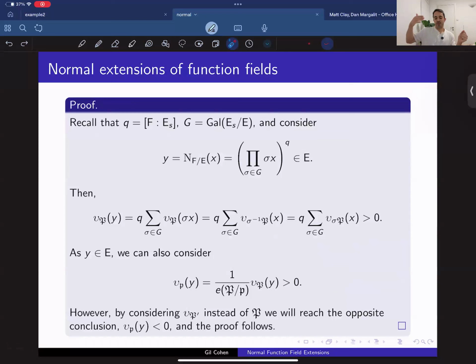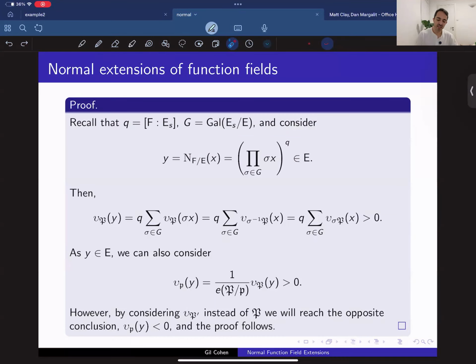And now I want to see what happens to this X in E. Because of that, I define the norm. I mean, we will need the norm later on also, but also for that particular reason. So we call that Y, which is the norm of f over E applied to X. This is the expression that we have just defined before, and it's an element in E, right? Because the norm of f over E is always an element in E.